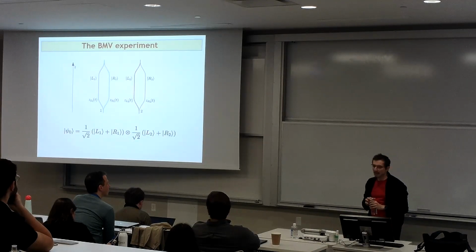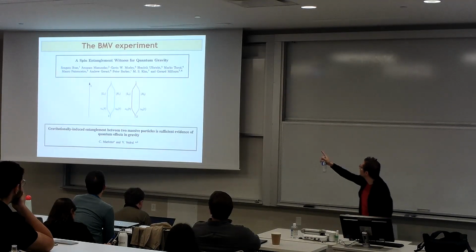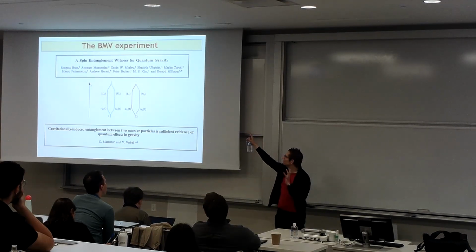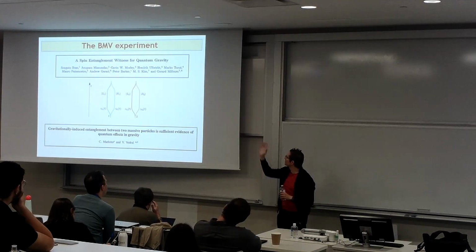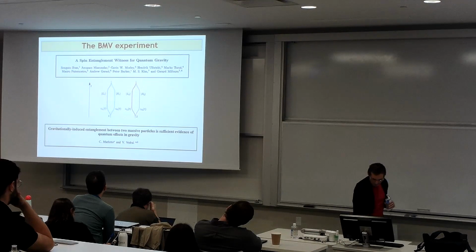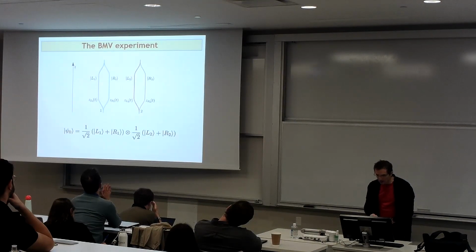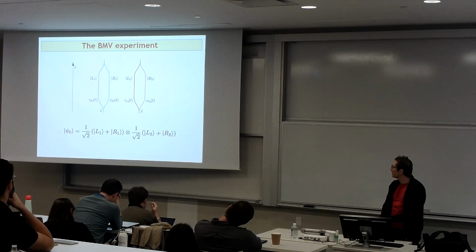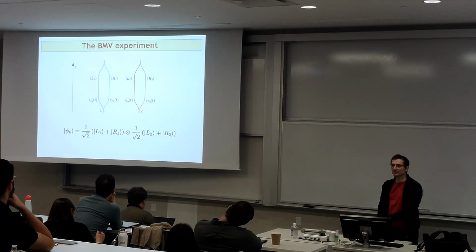So let me just describe it. I'm going to go with the original before getting into nuance, the original description of the experiment by Bose and collaborators. So we have here two masses that I can place in a superposition of two trajectories.